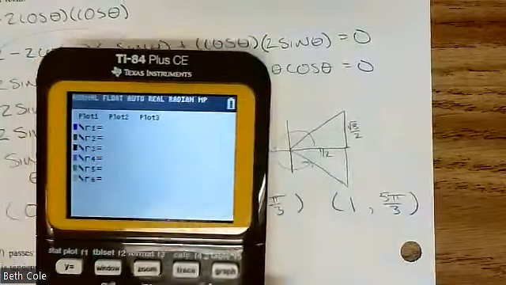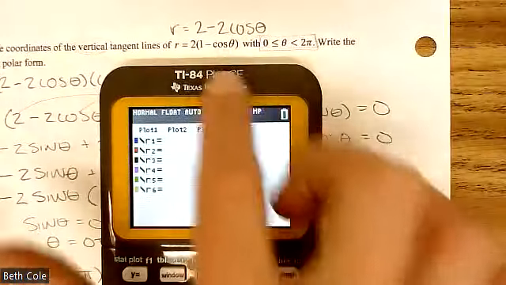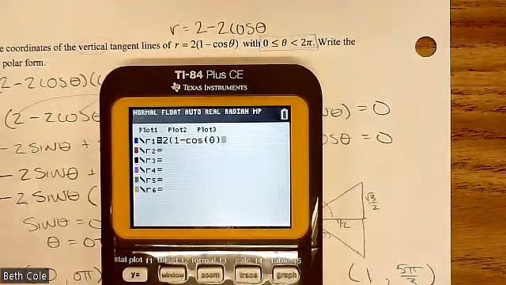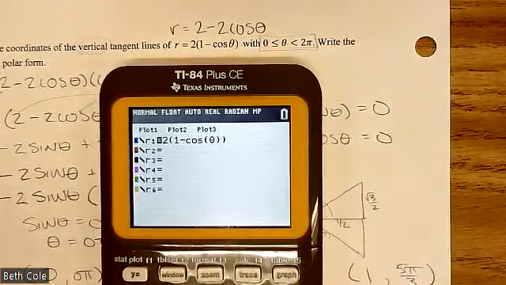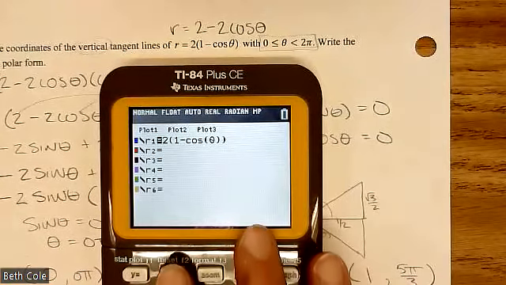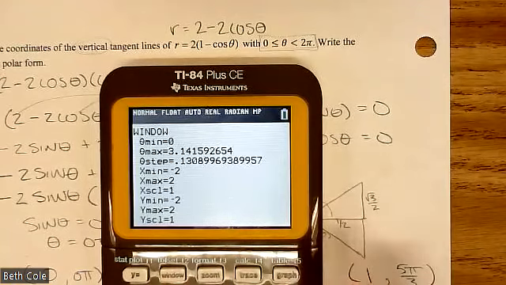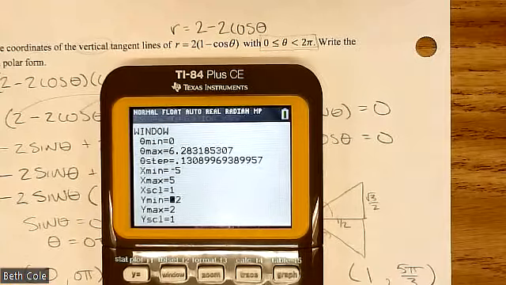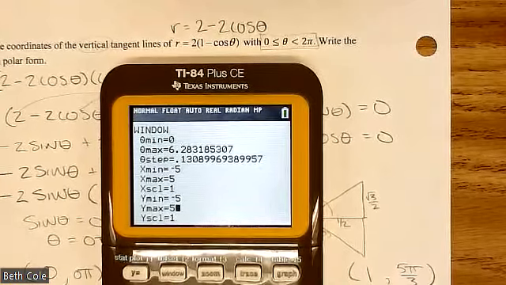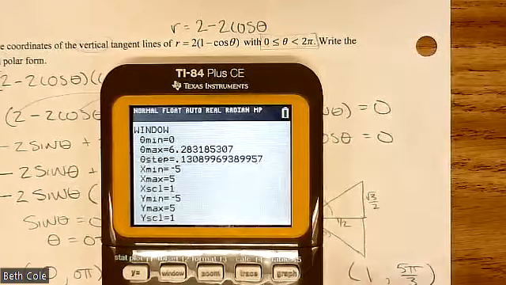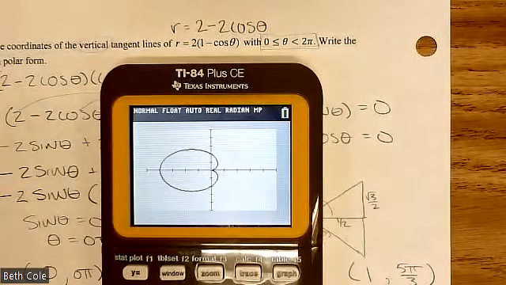Hit y equals, but it won't say y equals, it'll say r equals, and we're going to type in this original equation. And we want our theta to go 0 to 2 pi. And let me see, I'm going to change this back to negative 5 to 5. I think that should be okay. And then hit graph. Oh yeah, that's good. Do you get a little like heart thing?